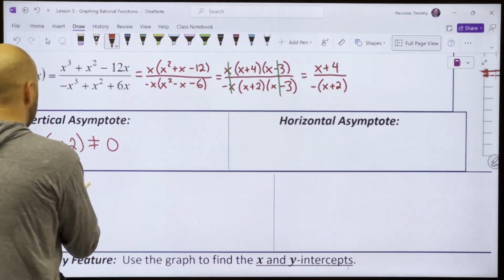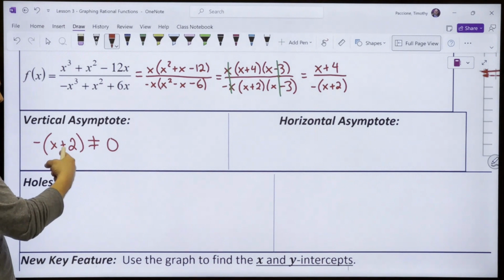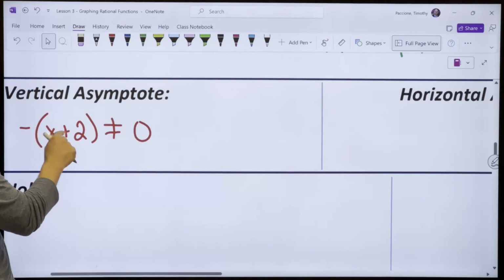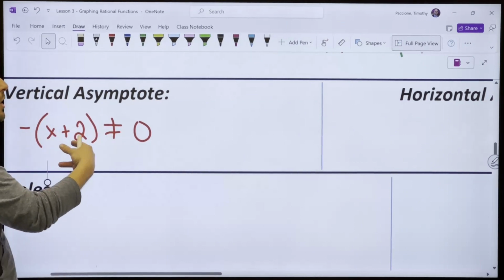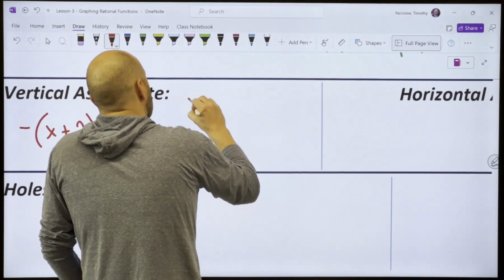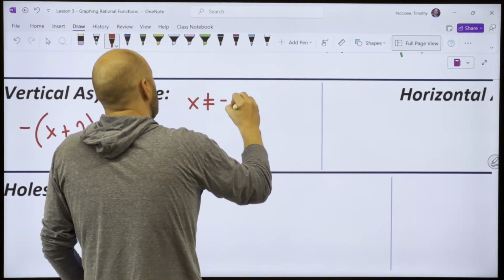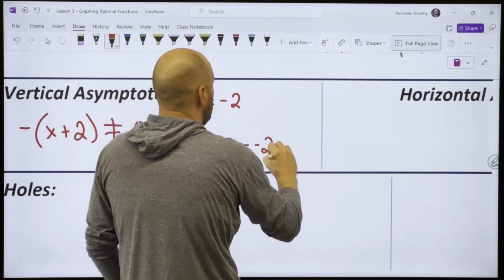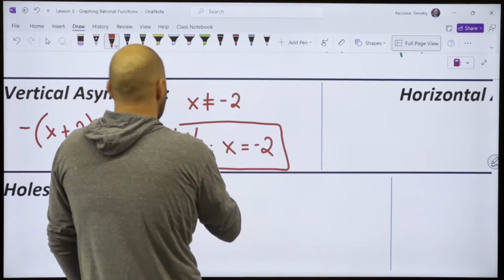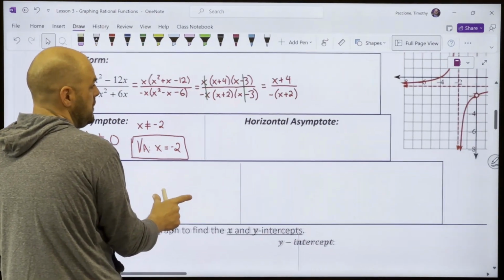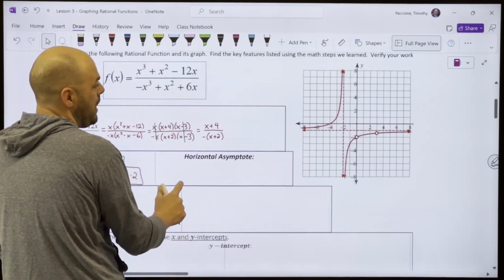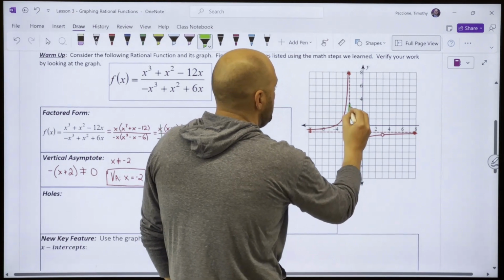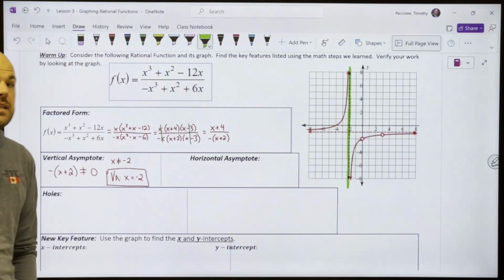So then I look at this and I say, okay, well, what would make this 0? Well, a negative 2 would make this 0, right? A negative 2 would be negative 2 plus 2, that's 0, and then it would equal 0. So I know that x cannot equal negative 2, and therefore I have a vertical asymptote at x equals negative 2. Okay? So I go over and let me check, see if I did that correctly. So I look over on the graph, and I see if there's a vertical asymptote at negative 2, and there indeed is. So I know that I did that correctly.